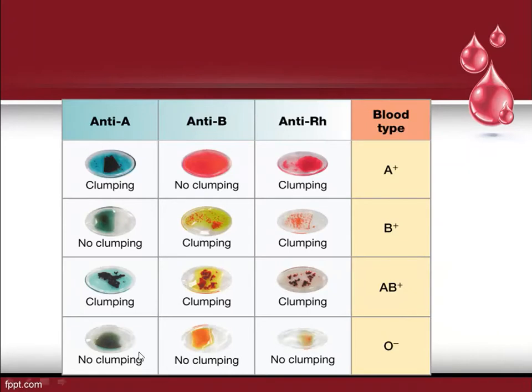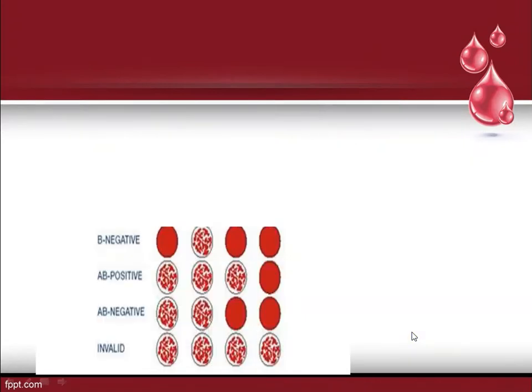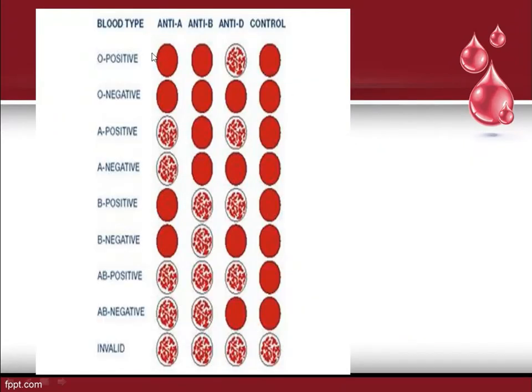Now there is the fourth slide. There is no clumping in the anti-A, anti-B and the anti-RH. It indicates O negative. It means no clumping in the anti-RH indicates negative. Now see, O positive. It means there is clumping only in the anti-D, and clumping or agglutination is absent in the anti-A and the anti-B.